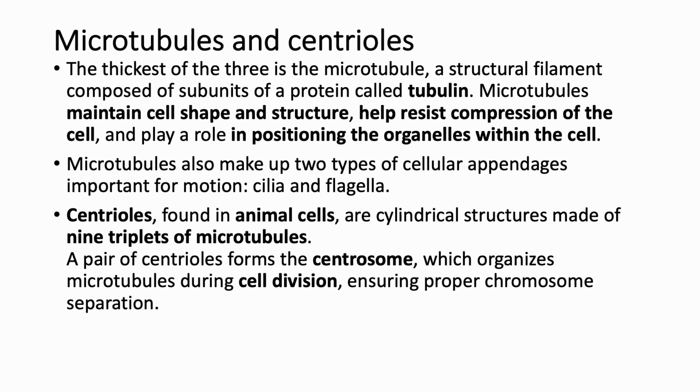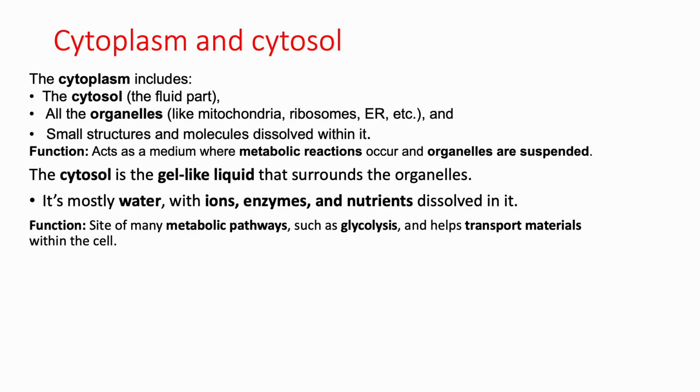We can discuss cytoplasm and cytosol. Cytoplasm includes, of course, the cytosol and organelles. The cytosol is the gel-like liquid that surrounds the organelles. It's mostly water. It contains water, ions, enzymes, and nutrients. It's a site for metabolic pathways such as glycolysis, and helps transport materials within the cell.